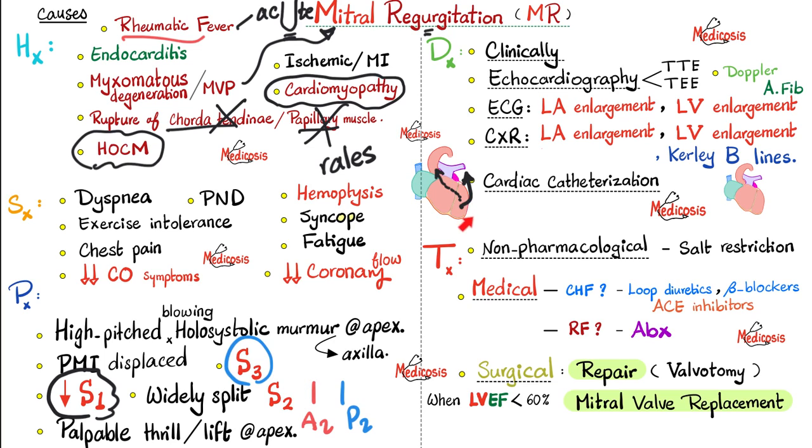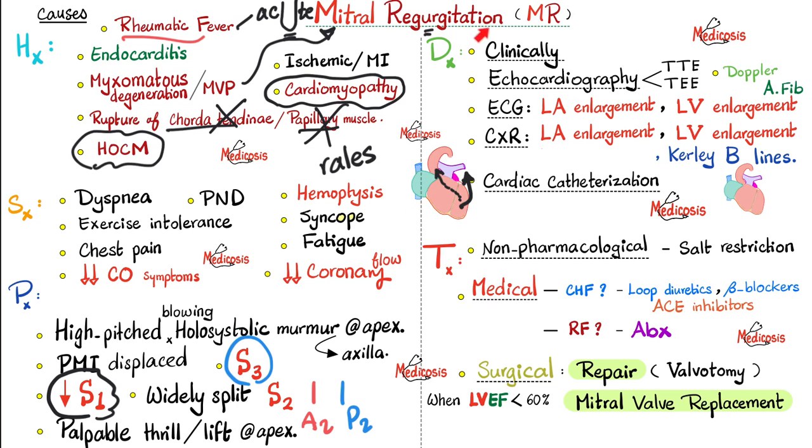Thanks to the left ventricular hypertrophy, we can feel a palpable thrill and a lift or heaving of the left ventricle at the apex. Remember that the heaving of the left ventricle is felt at the apex, whereas the right ventricular heaving is parasternal, not apical. Because, of course, the left ventricle is here at the apex, but the right ventricle is here, parasternal.